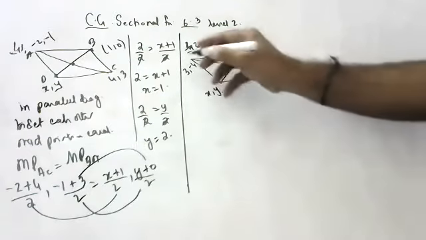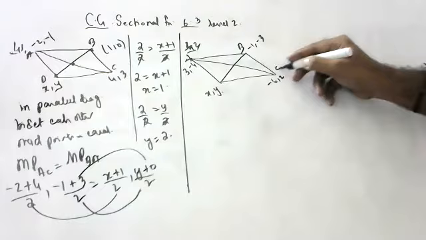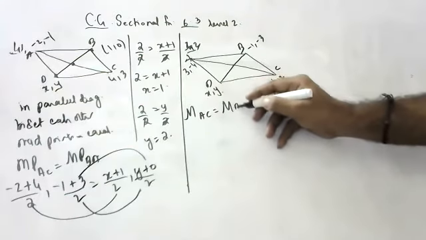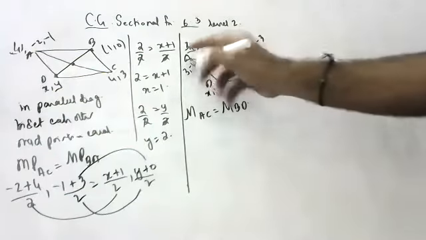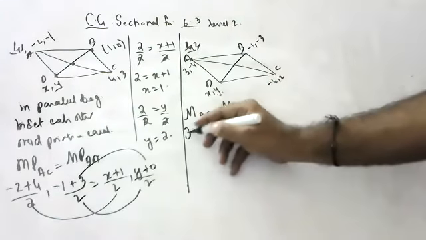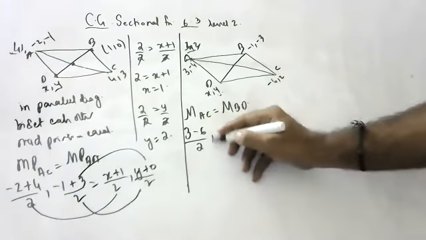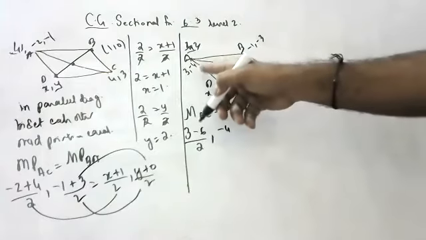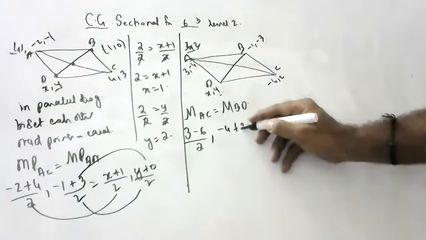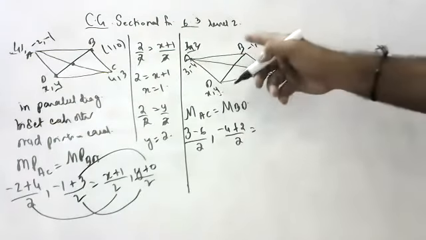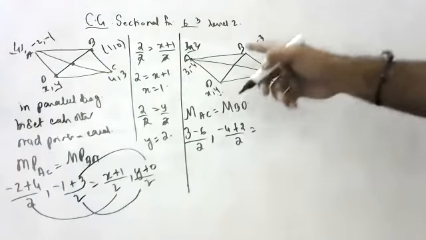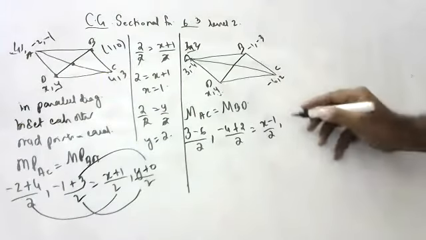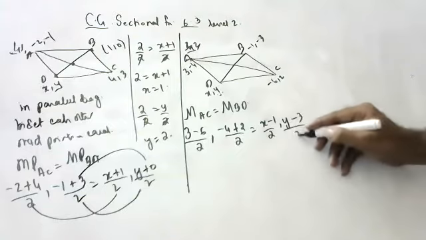Varshini, can you tell? Since diagonals bisect each other in a parallelogram, the midpoint of AC is equal to the midpoint of BD. Very good. Keep saying. (3 minus 6) divided by 2 is equal to (-1 plus x) divided by 2, and (-4 plus 2) divided by 2 is equal to (-3 plus y) divided by 2. Can you compare both?